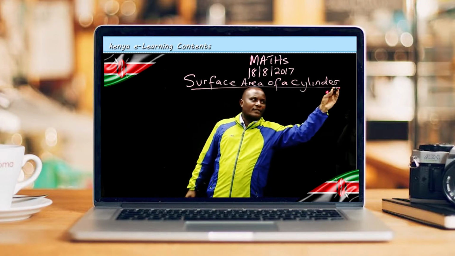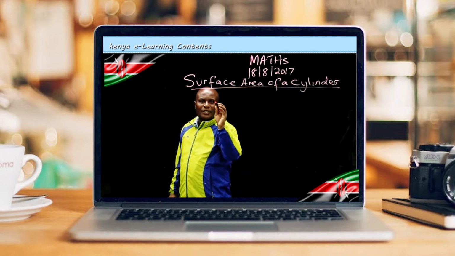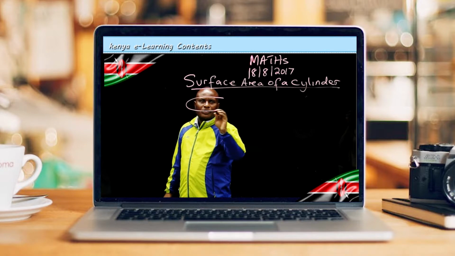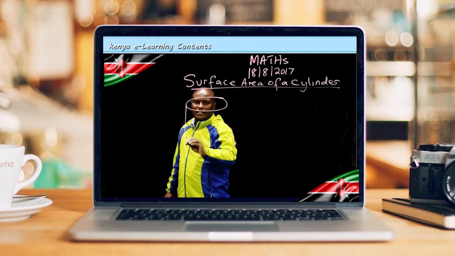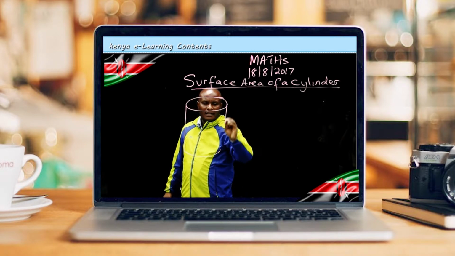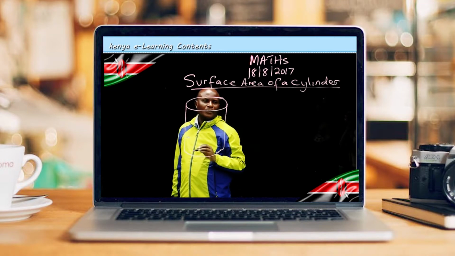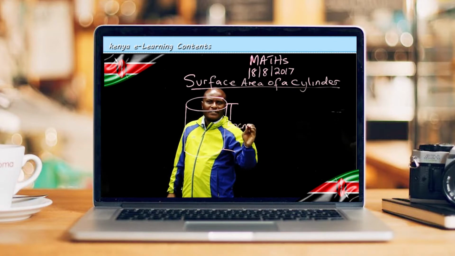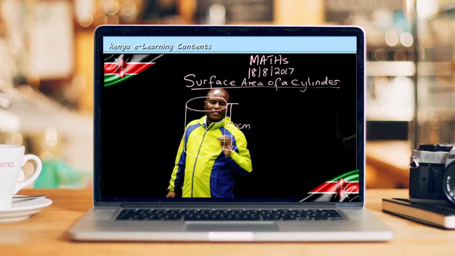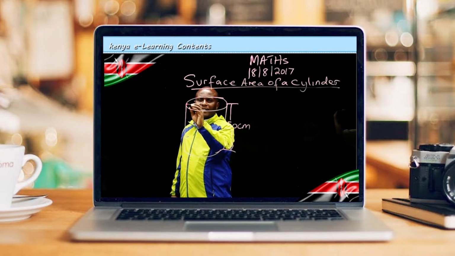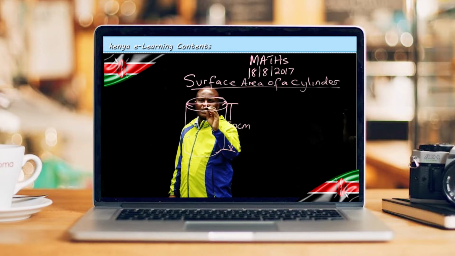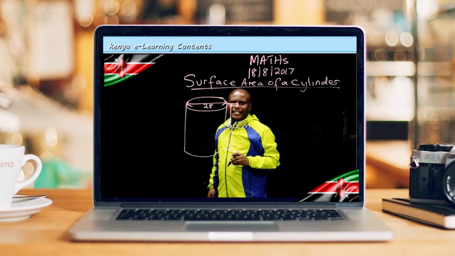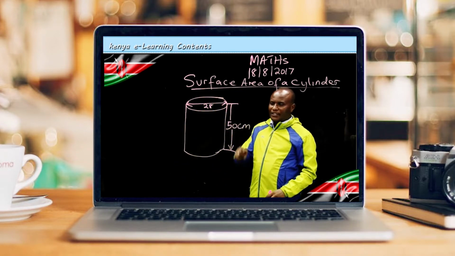Welcome to this class. Remember last time we said that the cylinder looks like that. This is our cylinder. When you are given the height is 50 centimeters, and the diameter is 28, we can get the surface area of this shape.